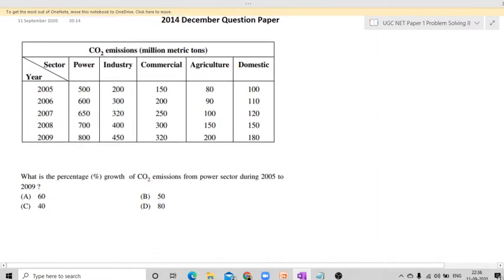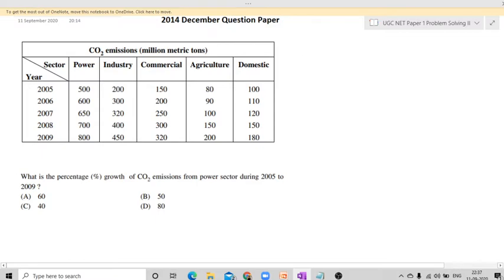We have a table with rows and columns which gives us the information about the amount of CO2 emitted, that is CO2 emissions, and that too for 5 different years from 2005 to 2009, and for 5 different sectors: power, industry, commercial, agriculture and domestic. We also see entries like 500, 200, 150 and so on, and all these are mentioned in terms of million metric tons. That also we have to keep in mind.